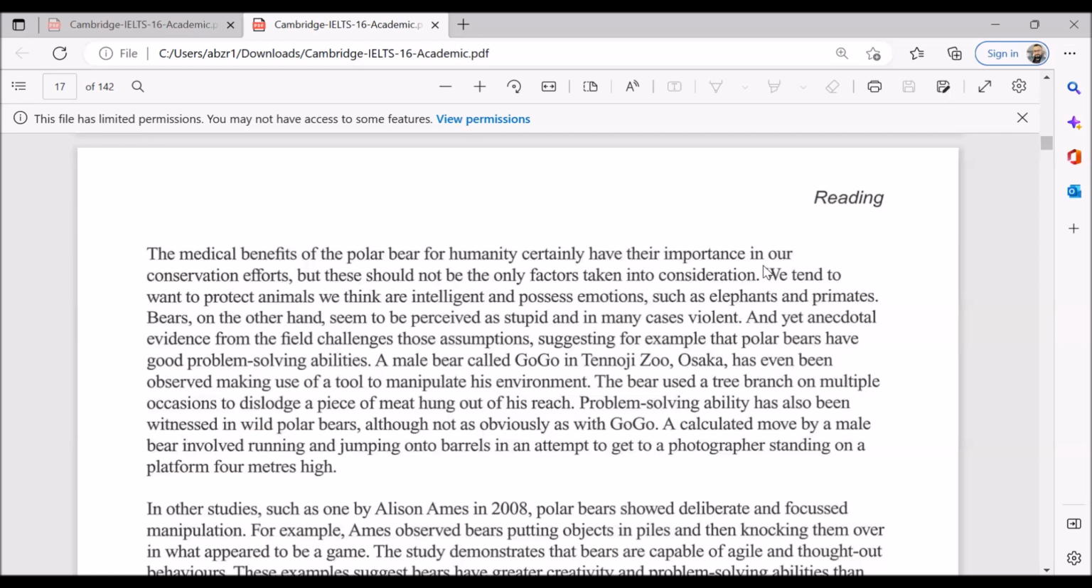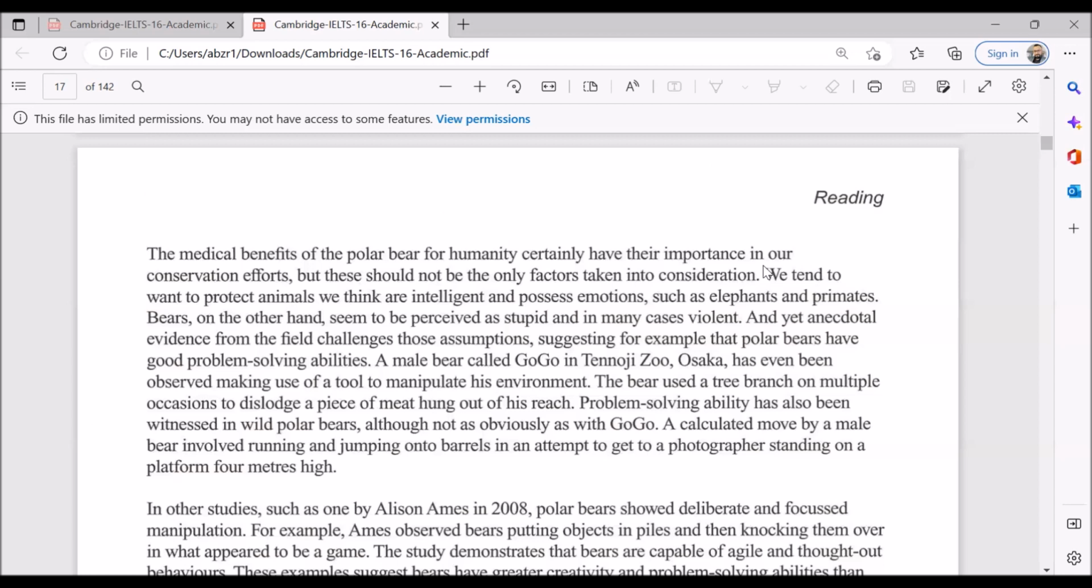The medical benefit of the polar bear for humanity certainly has importance. This is not what we are looking for, but these should not be the only factors taken into consideration. We tend to want to protect animals. We think of intelligent and possess emotions, such as elephants and primates, but not for the polar bear. The next line is about the bear. Bears, on the other hand, seem to be perceived as stupid. Now, see, stupid. They did not use unintelligent. Unintelligent and stupid, these are synonyms. These are two different words giving the same meaning, and in many cases, violent.